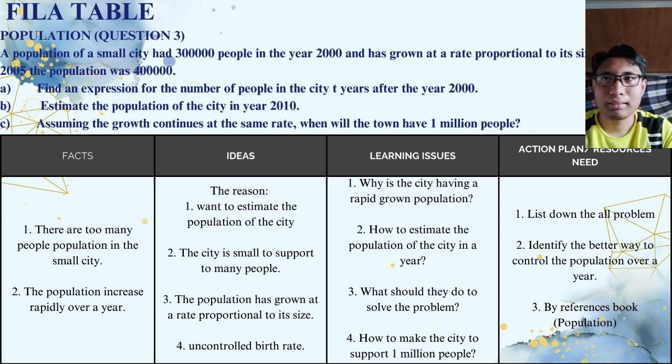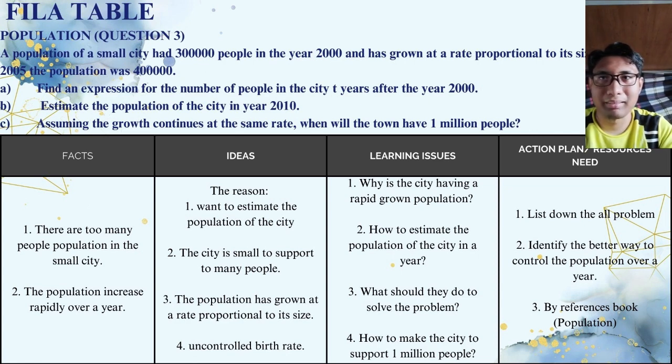For question 3, the table. First, the facts: there are too many people in the small city. And the second, the population increased rapidly over a year. Okay, for the ideas, the reasons: want to estimate the population of the city. The city is too small to support too many people. Number 3, the population has grown at a rate proportional to its size. And the fourth, uncontrolled birth rate.